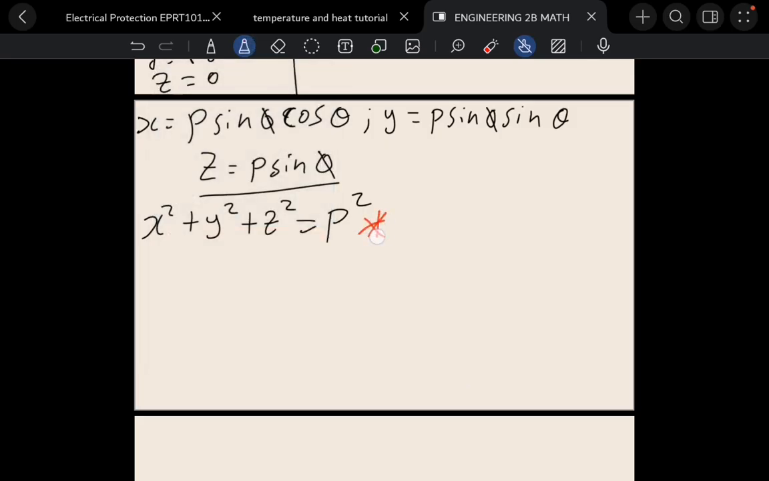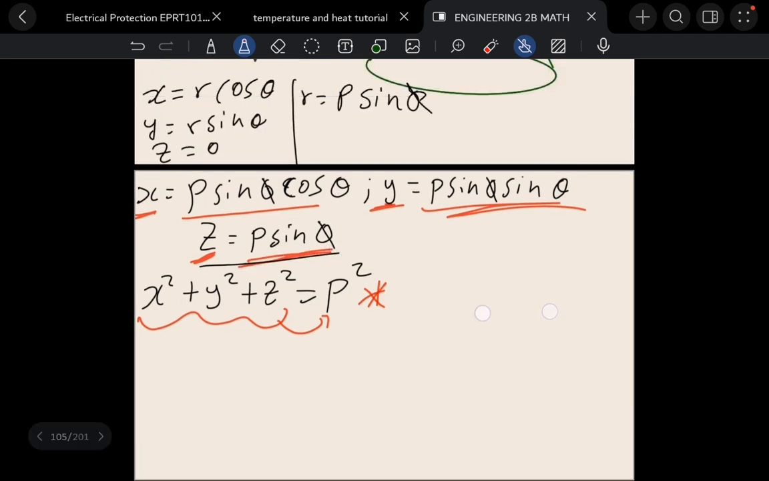So whenever you see this, just assume it is that. Whenever you see x, just assume it's this. Whenever you see y, just assume it's that. Whenever you see z, just assume it's that.